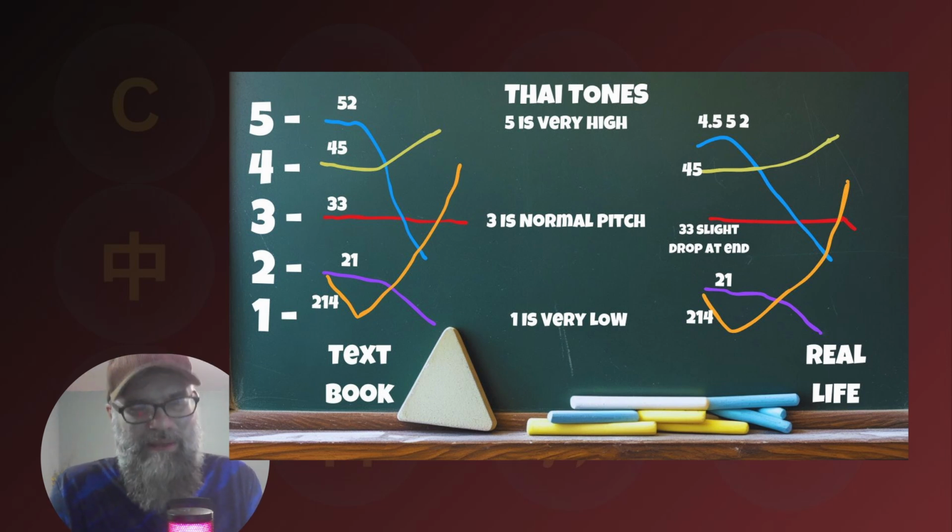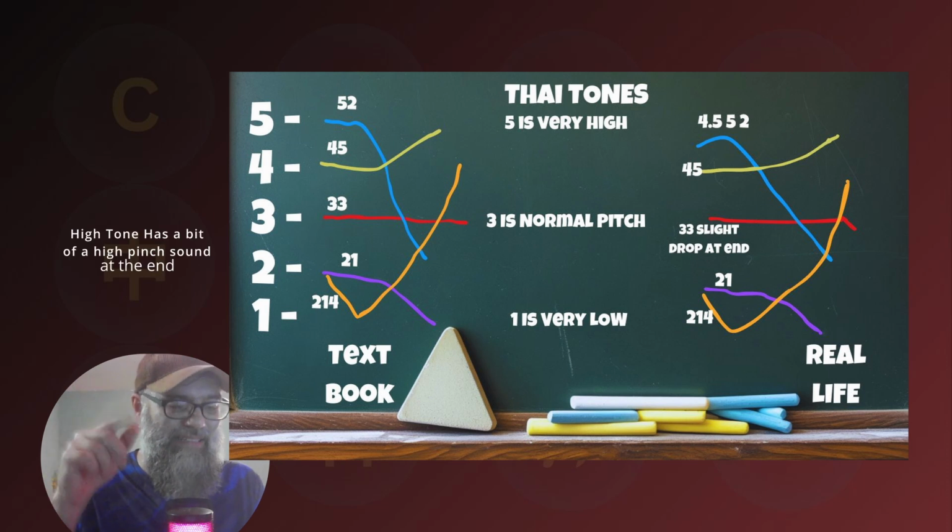Sometimes in Chinese, they also do that too, depending on the tone before it. And then we have a high tone, which is a 4 to 5, really high up there. So those are the 5 tones in Thai.